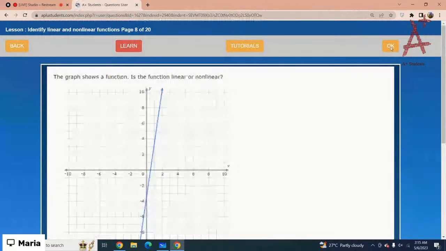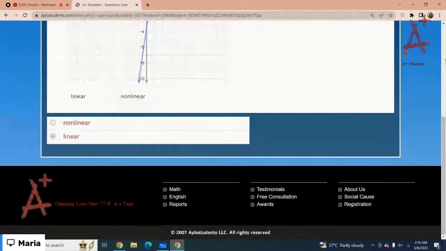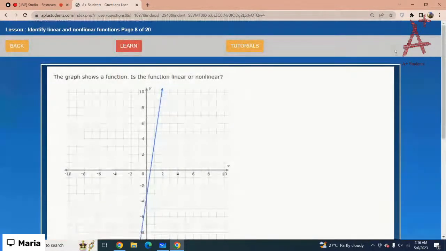The graph shows a function. Is the function linear or non-linear? Yes, the graph is a straight line, so it is a linear function. Very good.